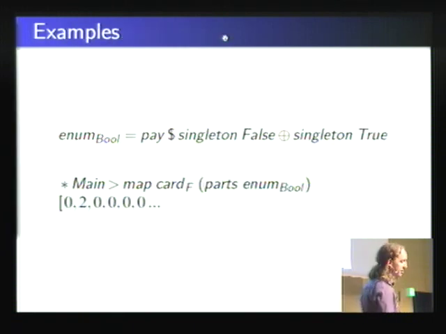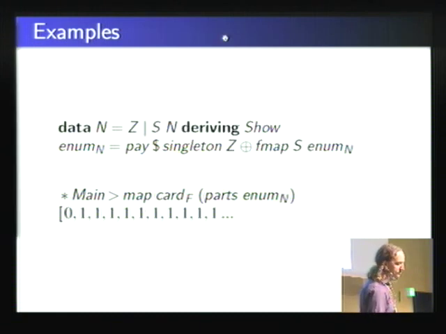So, examples, starting small: enumerating booleans. Of course, booleans are just false plus true, and as can be expected, there are exactly 2 booleans, and they cost exactly 1. So this is all the cardinalities of the first parts of this enumeration. We don't need to have the pay here. If we removed it, it would just move this 2 to the first position, right? And then booleans will be free, cost nothing.